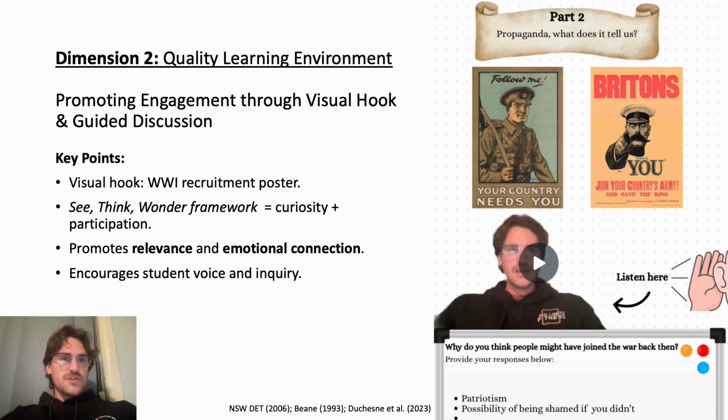Now, if we move on to Dimension 2, which was the quality learning environment, we first here aim to discuss the promotion of engagement through visual hook and guided discussion. So to foster engagement, firstly, I began the lesson with a powerful World War One recruitment poster. This visual served as a cognitive and emotional hook. It immediately sparked curiosity and invited students to speculate about the values and fears of 1914 Australia.